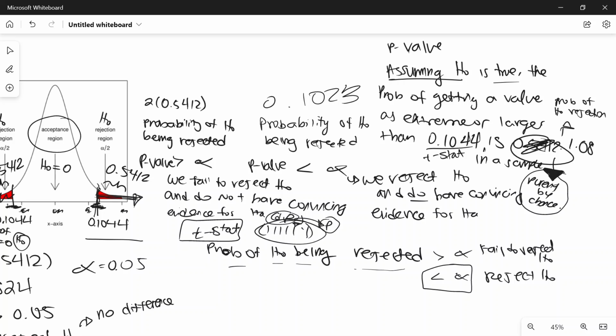But 1.08 is the probability of rejecting H0, meaning that... okay, assuming that the null hypothesis is true, right? Why would the probability of getting a value, so assuming that there is no difference in the distance traveled by gummy bears, the probability of getting a value as extreme or larger than 0.1054 for the average difference in distance traveled by gummy bears be 1.08? It's literally 100%. It's more than 100%.